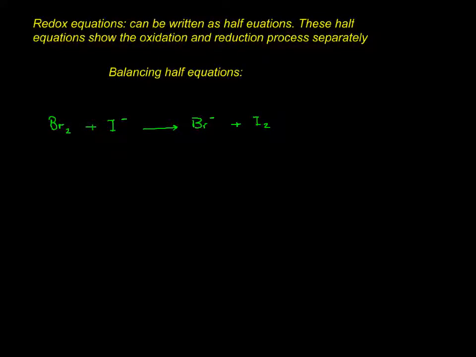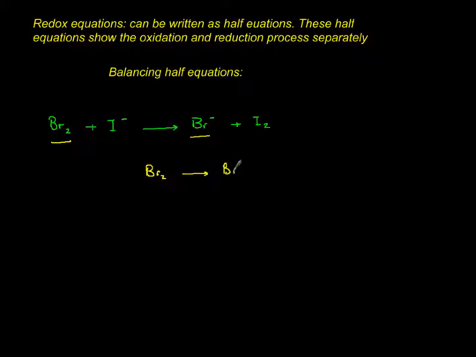Redox equations can be written as half equations. Each half represents either oxidation or reduction. Then you might have an easier time balancing them. The first case is really easy. Let's just go after like species. So, bromine versus bromide. So I write that half equation.